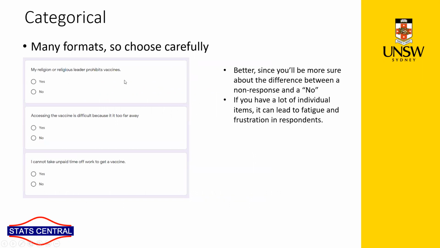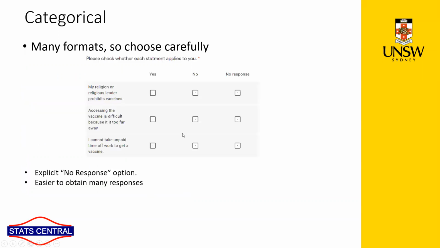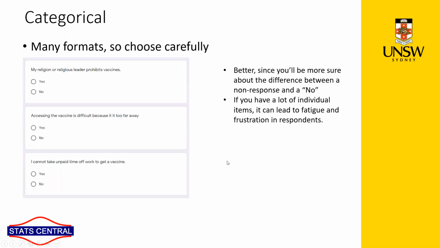Alternatively, you could ask those 3 questions as separate questions and provide those 2 responses, yes or no, for each of them. And that way you are avoiding that conflation of a no response and a no. But if you have too many of these types of questions, I think you're being less kind to your respondents than you would like.